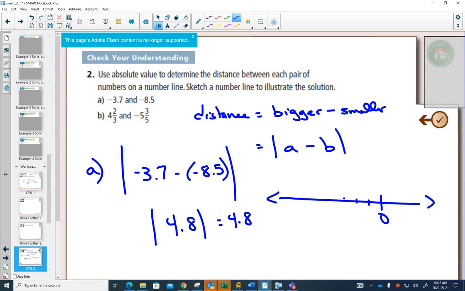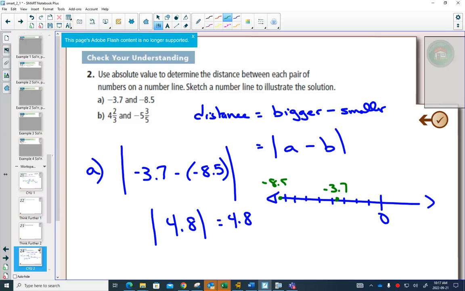Can we see on the number line, if this is 0? Here's negative 8.5. 1, 2, 3. Here's negative 3.7. That negative 3.7 is bigger than negative 8.5. But had I done negative 8.5 minus negative 3.7 and kept it in absolute values, I would get 4.8 as well. So it's just a safety net for you, okay?